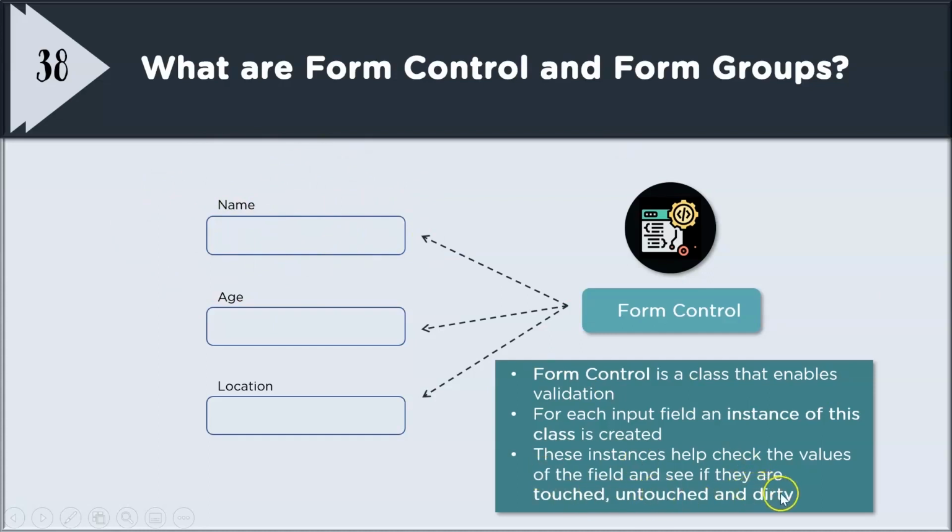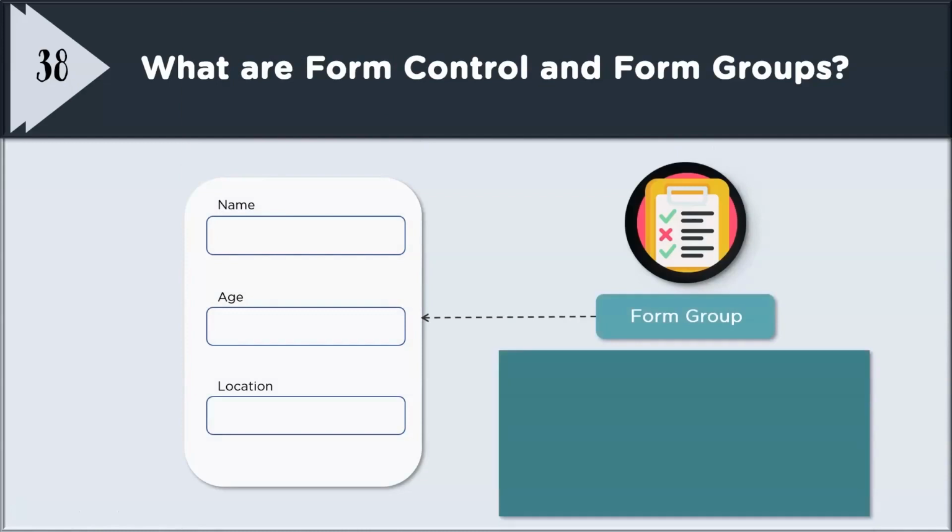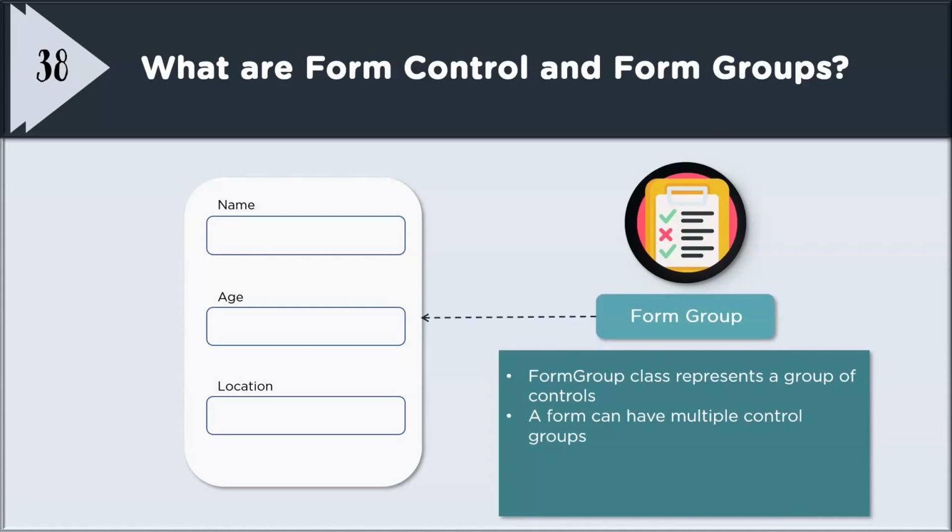If it is dirty, it means that the value has been changed. If the data provided holds good for a particular condition, then the control is said to be valid, and so on. With the help of these controls, you can determine if the value provided is legitimate or not. This can be achieved with the help of form control. When it comes to form group, the form group class represents a group of controls. Now, a form can have multiple control groups. The form group class returns true if all the controls are valid and also provides validation errors if any.